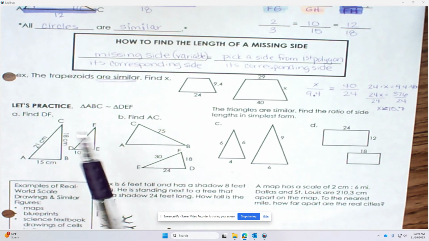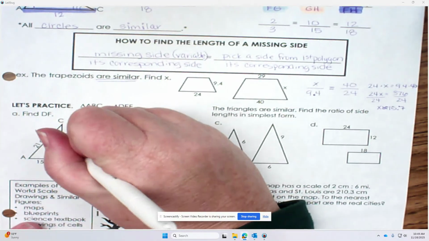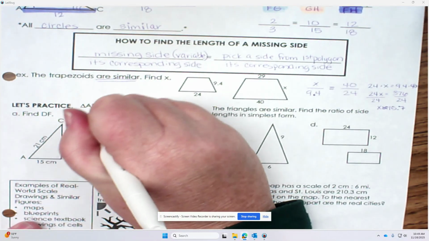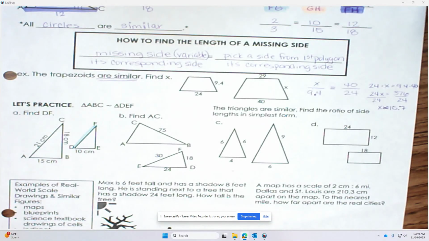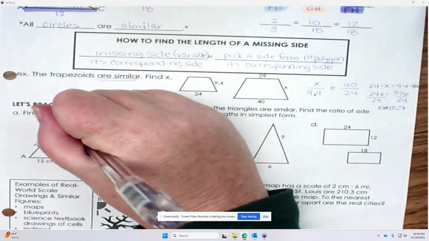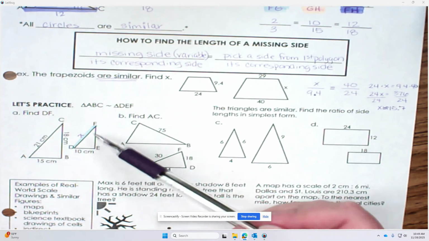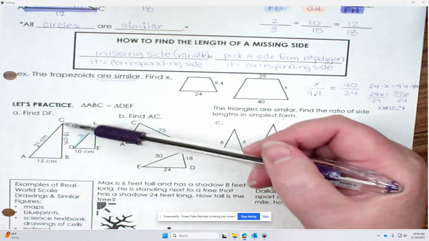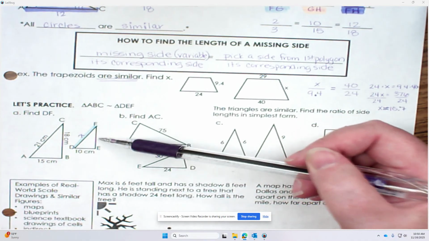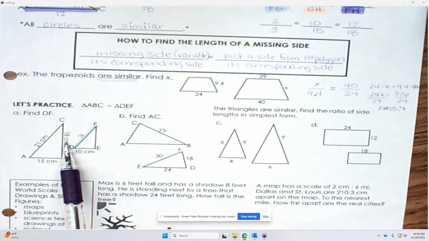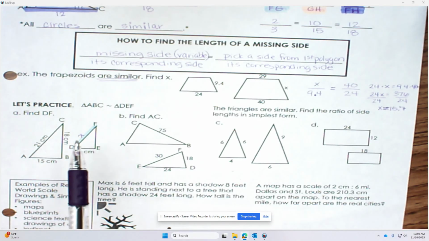It says find DF. So now I need to locate what they're talking about. I'm going to highlight that. They want this side right here. It's an unknown, and I'm boring, so I'm going to make that x. Okay, I need to figure out which sides are corresponding. So I've got bottom and bottom here. I've got diagonal and diagonal here. This one's got the right side, but I don't have the right side over here. So I'm not going to use this 18. I'm going to use the 15 and 10, and I'm going to use the 21 and x.